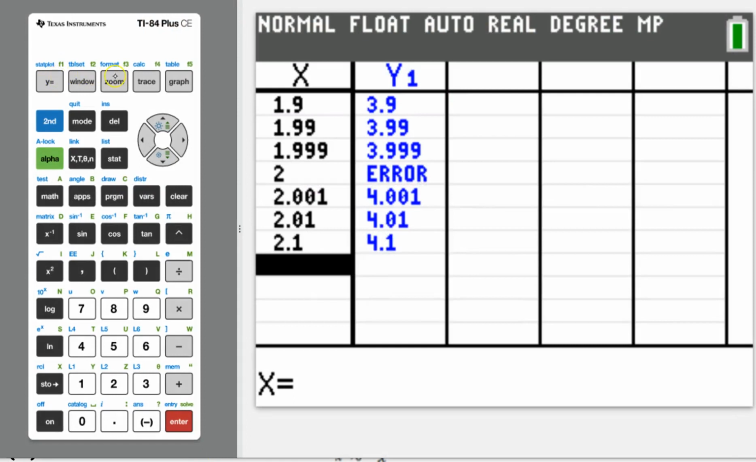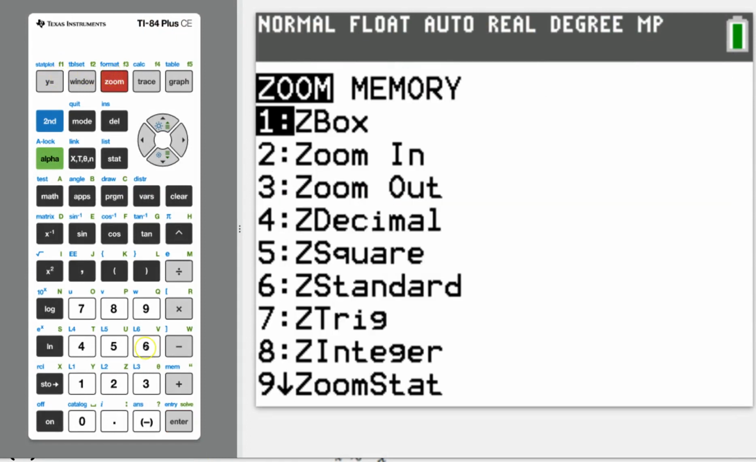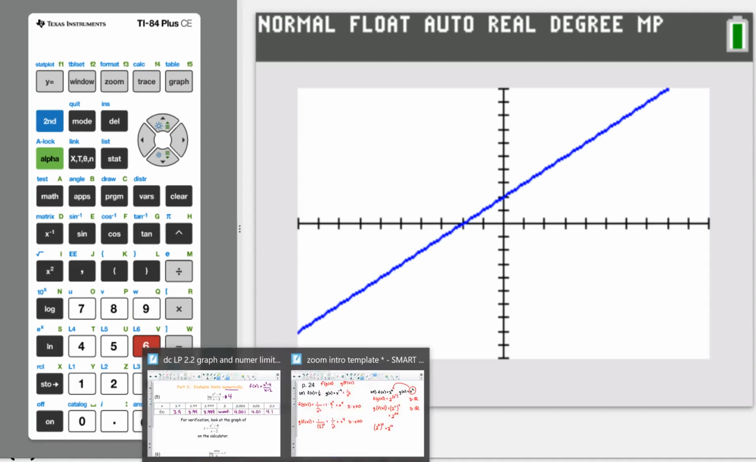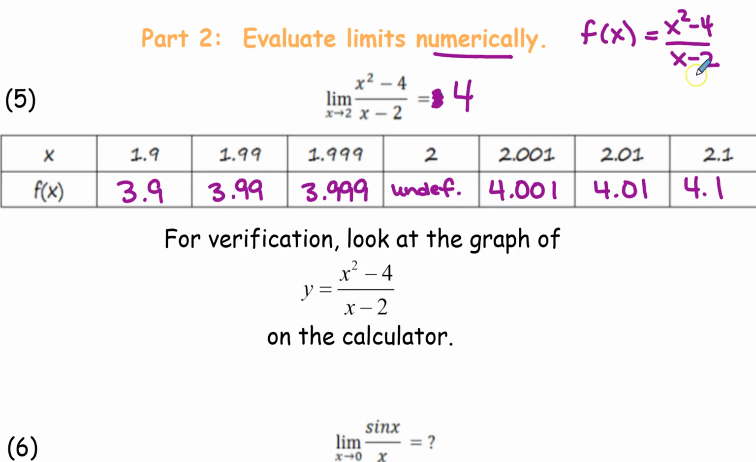So I'm going to go to Zoom Standard, Zoom 6. All right. Could it be that this is just a line? Well, if we think back to our function, and if we factor the numerator, you know, this is a rational function, but it has the same factor on the top and the bottom, and when we cancel that factor, all we're left with is f of x equals x plus 2. That's the line y equals x plus 2.